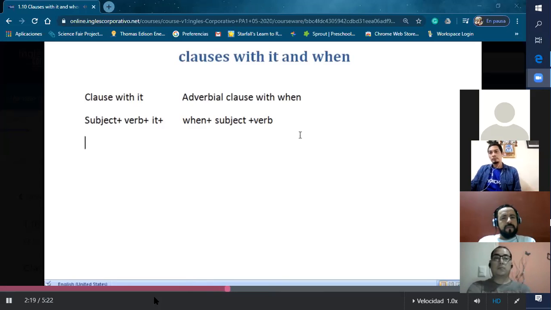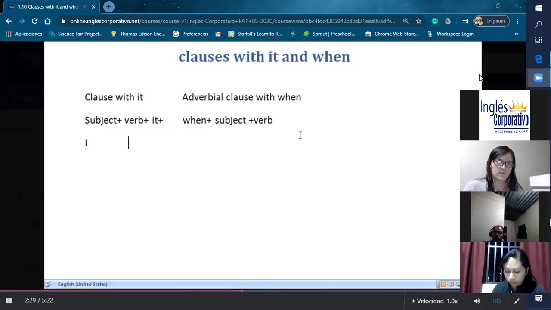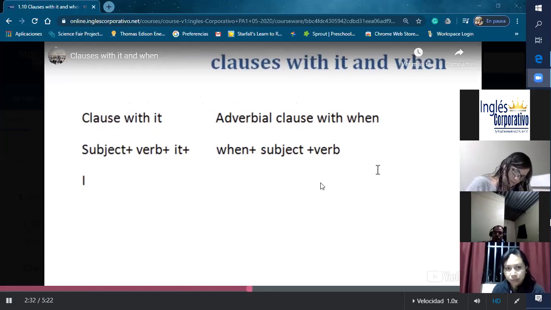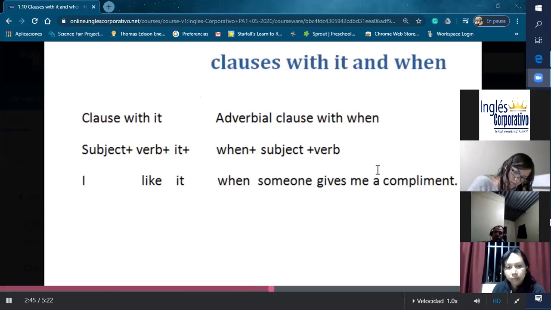As I mentioned at the beginning, I had a couple of examples for you. I'll just continue on with making more examples. So what kind of things do you like? In order to formulate this sentence, we're going to have a subject. In this case, I'm just going to say I. The subject could be any other subject, by the way. I use a verb such as like. So I say I like it, and that's my clause with it. And then the next part continues with when. This is the situation, when. So I like it when someone gives me a compliment. This is something that I like. As you can see, the first part of the sentence is the subject plus the verb and it: I like it. And the second part of that sentence is when someone gives me a compliment.